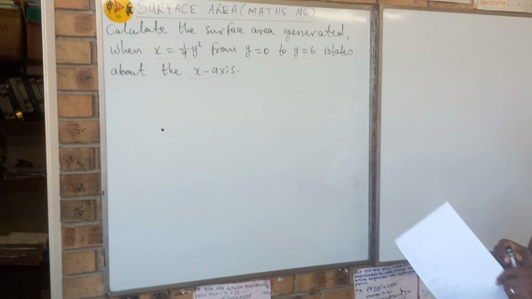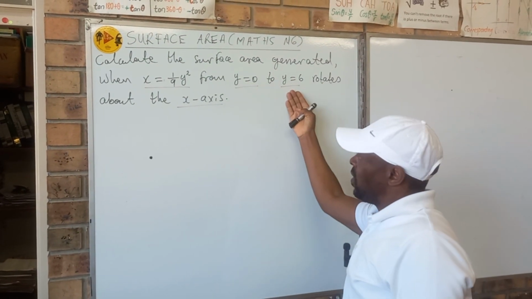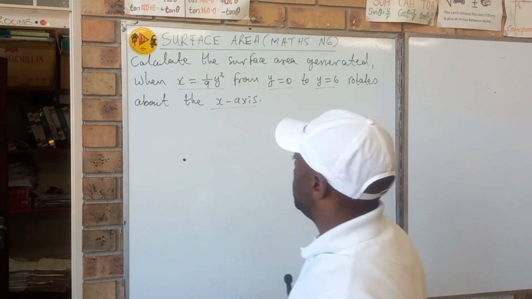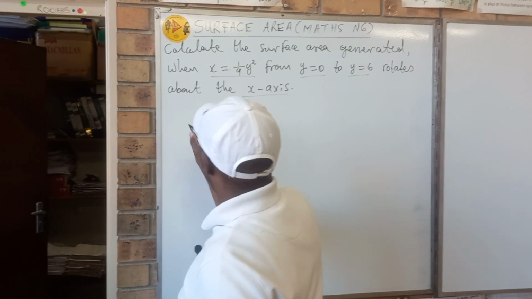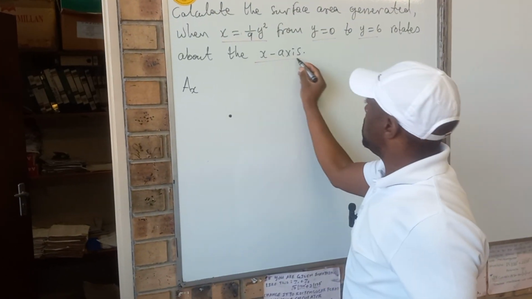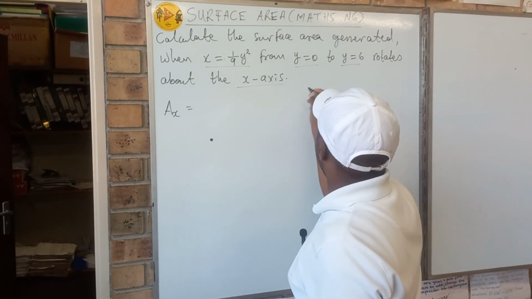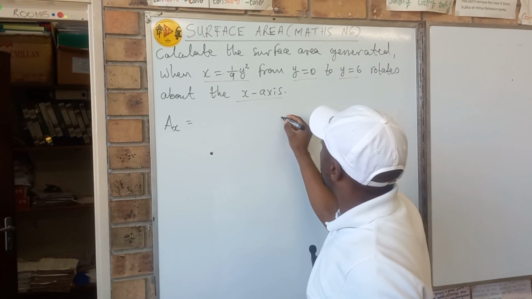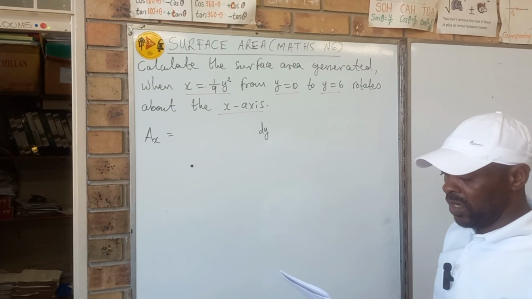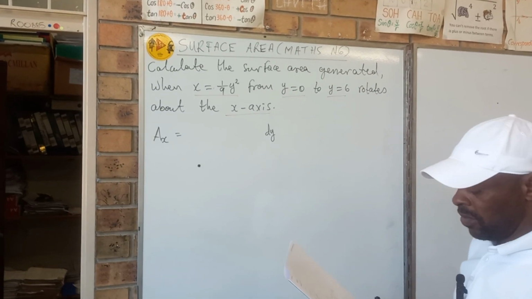So I keep on underlining important issues because the limit tells me how my formula will end. The rotation tells me how it starts. So as an NC student, I have to go to my formula sheet and look for that formula that starts with AX because it's an x-axis rotation. But such a formula must end with dy because my limit is in terms of y. So if I go through my formula sheet, that will be the last formula on page number 6.